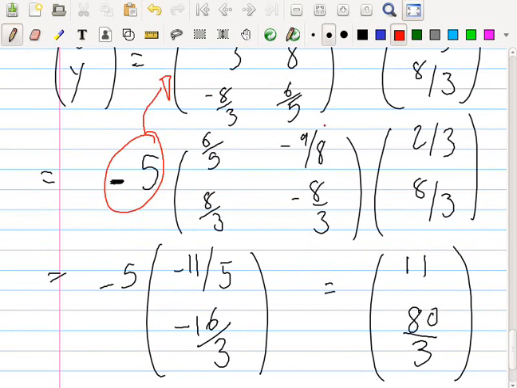Okay, do you all have that taken down? Yeah? Okay.